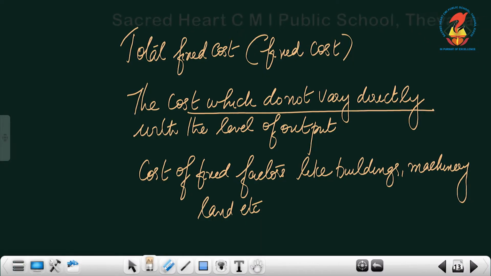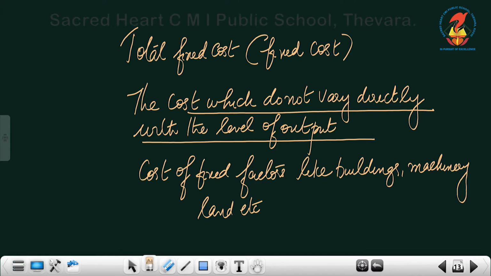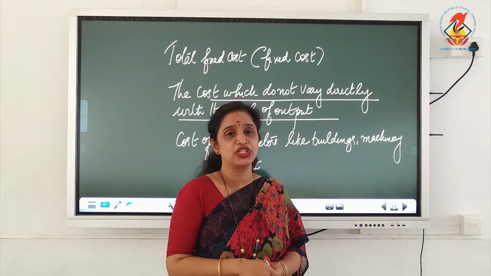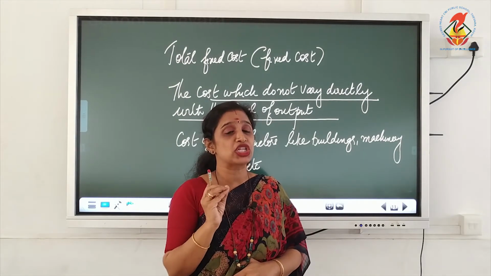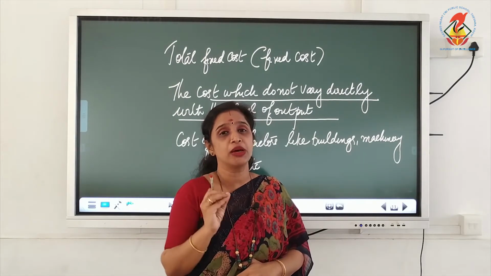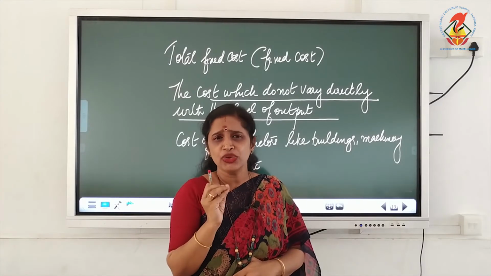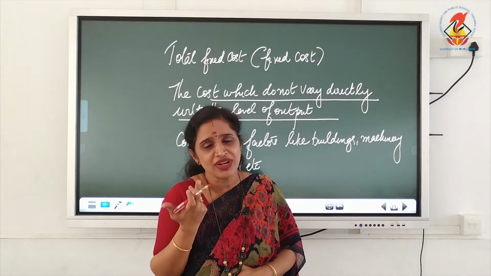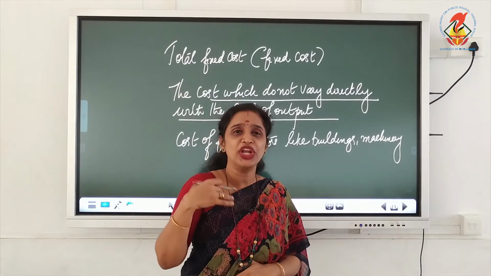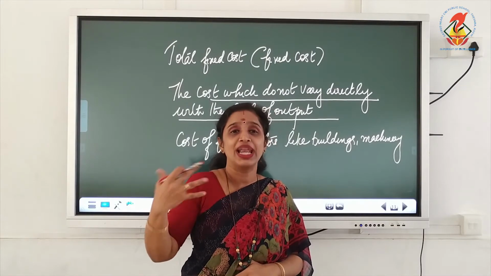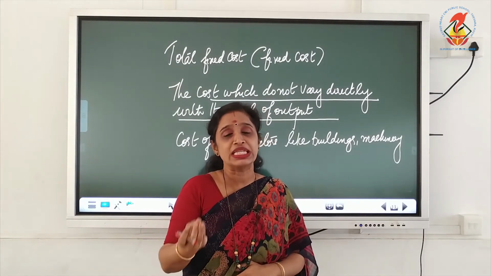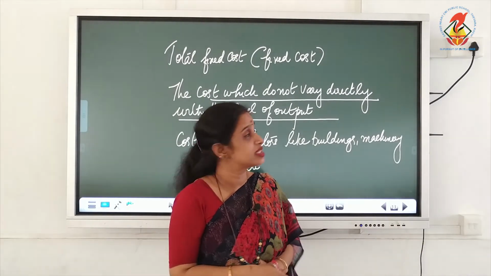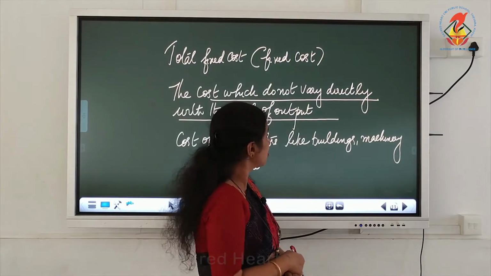The cost which does not vary directly with the level of output is known as the total fixed cost. For example, I told you, if you want to increase the production of shirts from 150 to 170, you can increase it by increasing the number of laborers. You need not increase the number of machines, or find any other building or land to construct a building to increase just 20 shirts, isn't it? So that kind of cost is known as the total fixed cost.